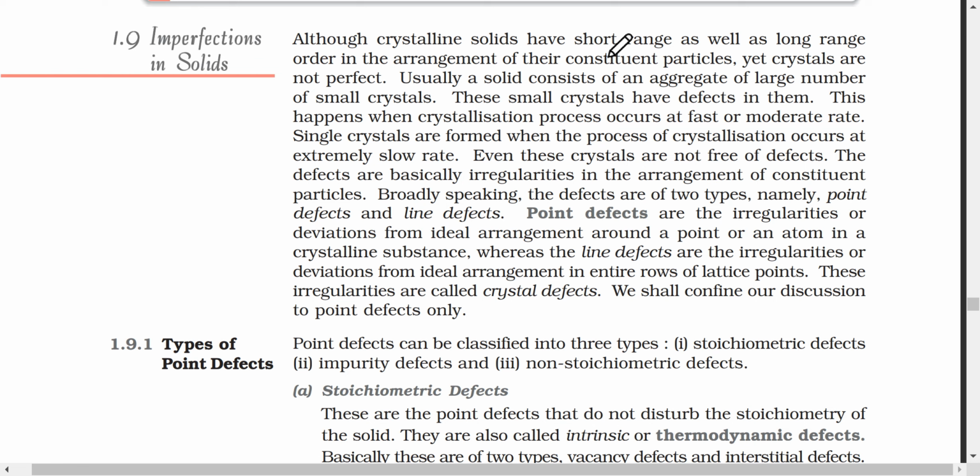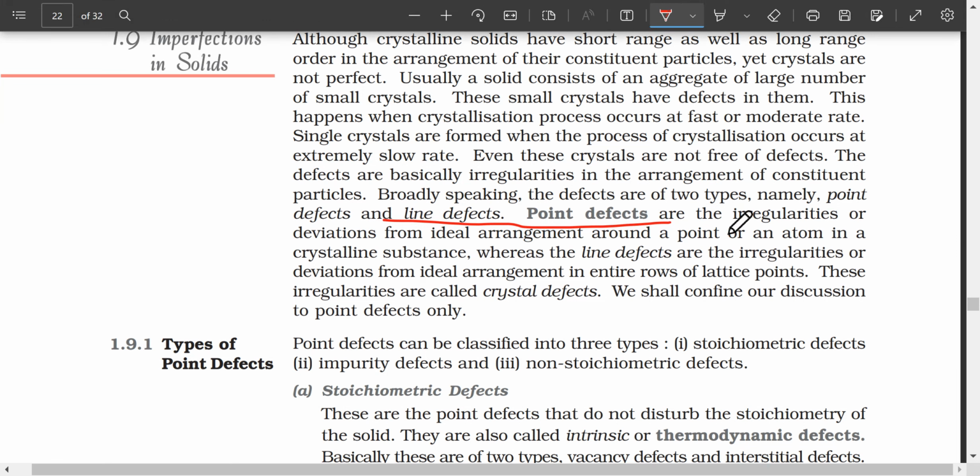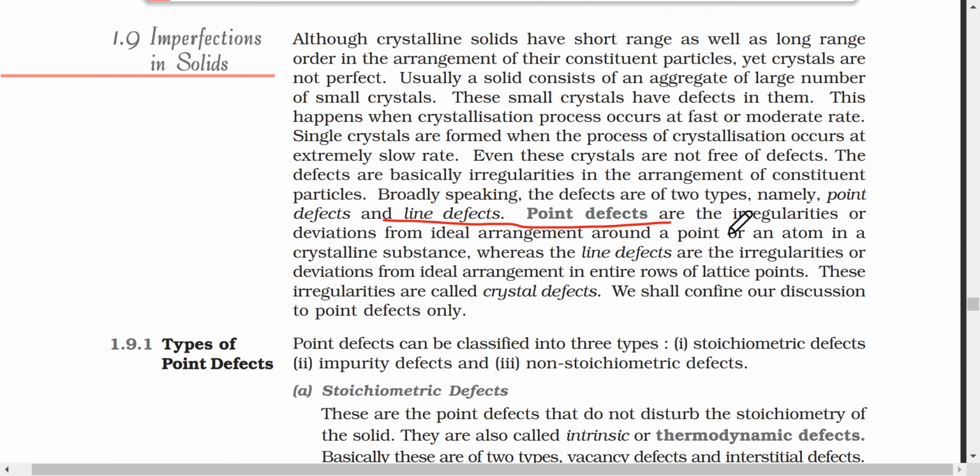Broadly speaking, the defects are of two types, namely point defects and line defects. Point defects are the irregularities or deviations from ideal arrangement around a point or an atom in a crystalline substance, whereas the line defects are the irregularities or deviations from ideal arrangement in entire rows of lattice points. Again, the term itself tells you.